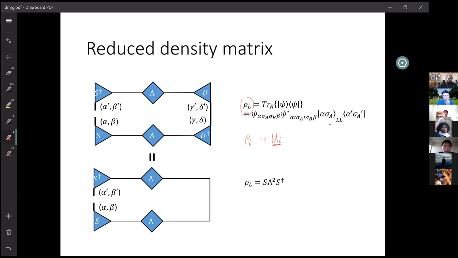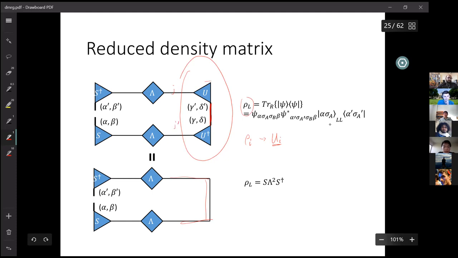Here, we put the matrix product state into the SVD form, and then look at the reduced density matrix. What is the reduced density matrix? We trace out the physical degrees of freedom on the right to obtain the reduced density matrix for the left half of the system. Notice that this is U U dagger, so that gives you a delta J J prime. So the reduced density matrix is really something like this.